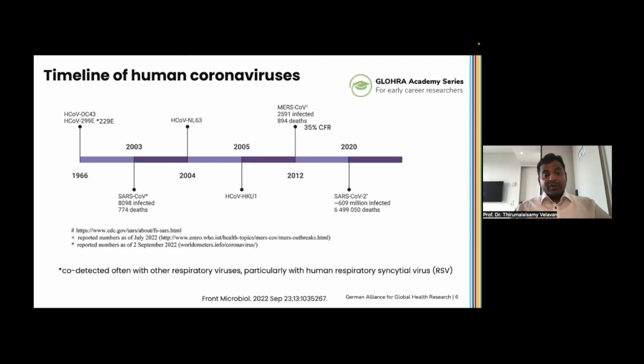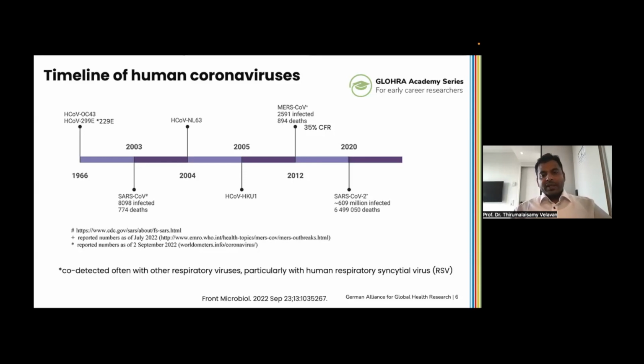And then in 2003, we have the very first SARS-CoV-1 outbreak from the Southeast Asian region, which led to 774 deaths with 8,098 infected patients, followed by a strain in 2004, which is an alpha, HCoV-NL63 in 2004. NL stands for Netherlands, which was first identified in the Netherlands, followed by 2005, HCoV-HKU1, which is a strain from Hong Kong. And then came 2012, the Middle East Respiratory Syndrome coronavirus, which had the highest fatality rate among any given coronaviruses, which had a 35% case fatality rate.